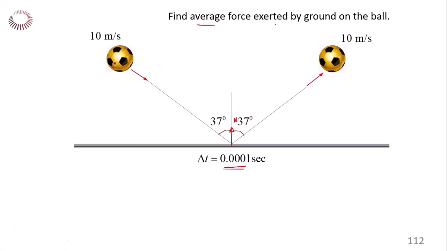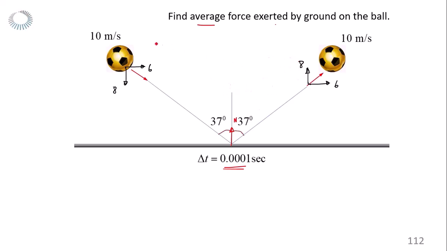So initially the ball is coming at this angle. This component should be equal to what? 10 cos 37, that is 8 meter per second. This is 6 meter per second. Ultimately the ball is moving in the same direction with an angle of 37 degrees, so that number is again 8, and the other is 6. Now I can check the momentum change along the normal direction. That is 8 minus minus 8.